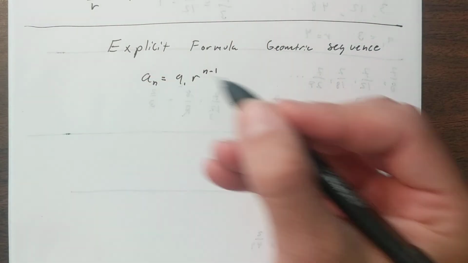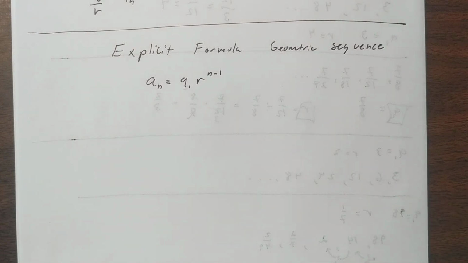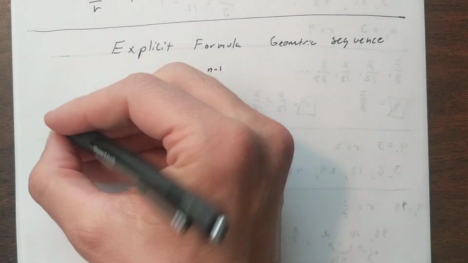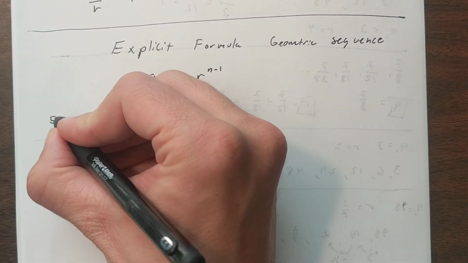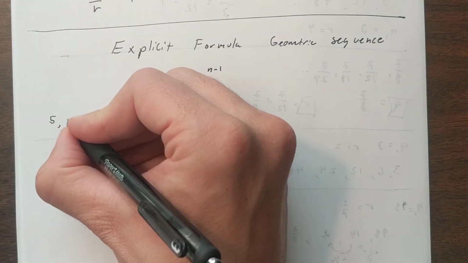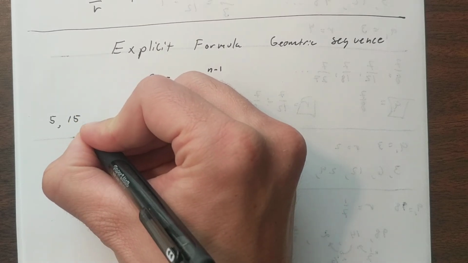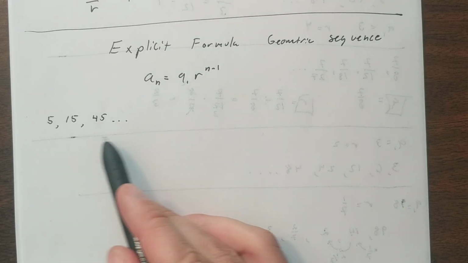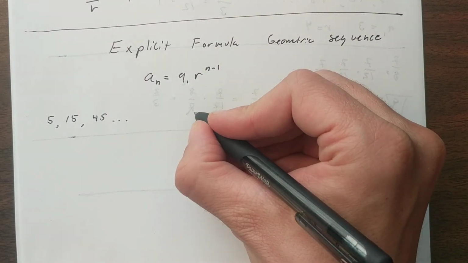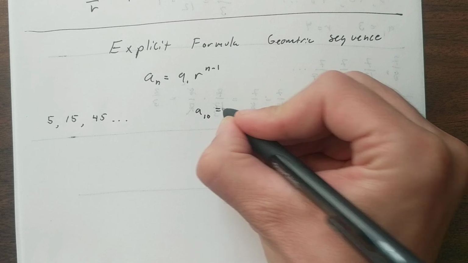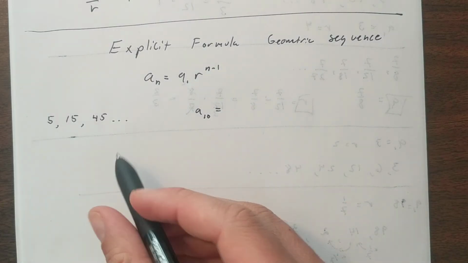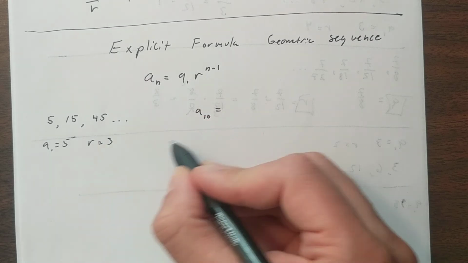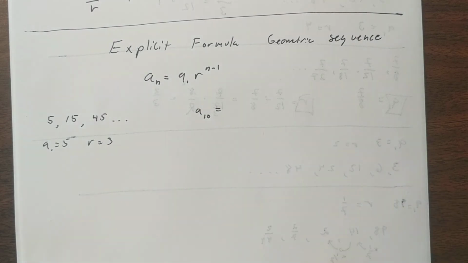So let's say, for example, I give you this one: 5, 15, and then 45, and so on. What if I give you that? And then I ask, I want to actually know, what is the 10th term down the road here? Well, first off, note that my first term is 5, and my rate here is 3.